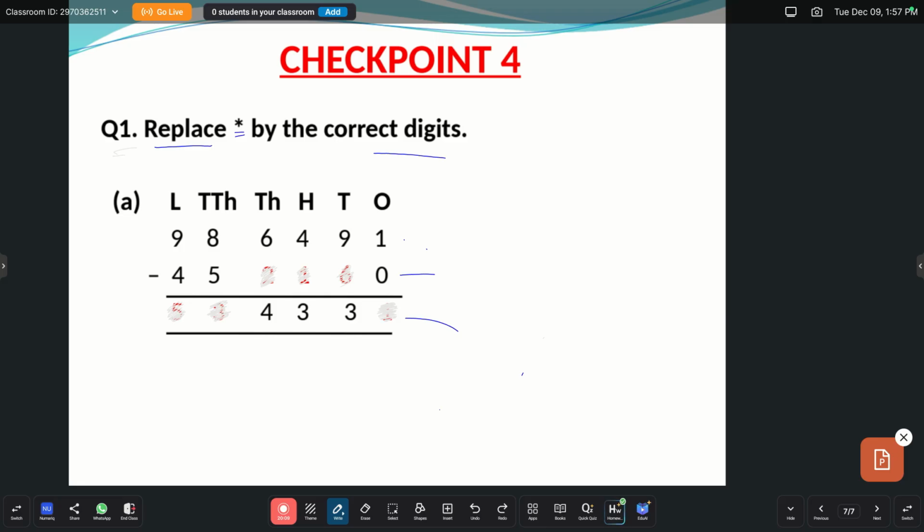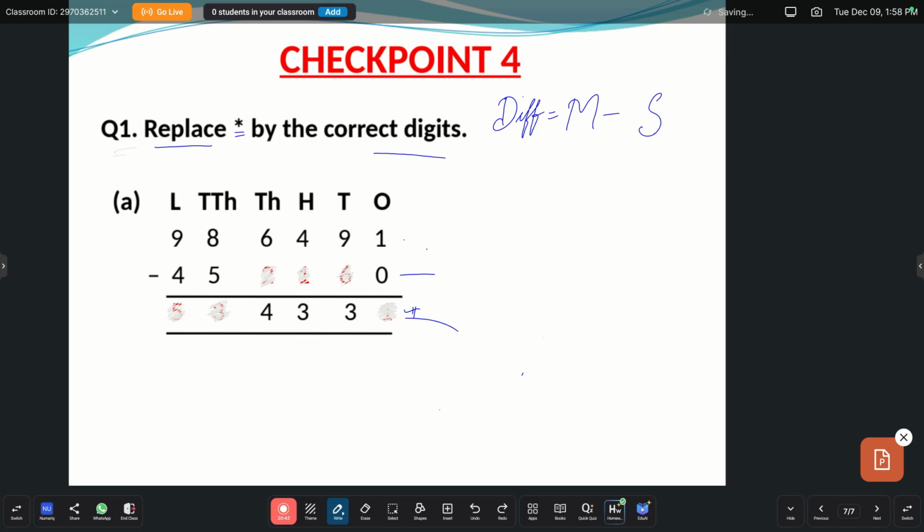Some digits are missing, and we have to find those missing digits. Okay, so tell me one thing, beta. You know that if we have to find the difference, how do we find the difference? For finding difference, what do we do? We subtract subtrahend from minuend.